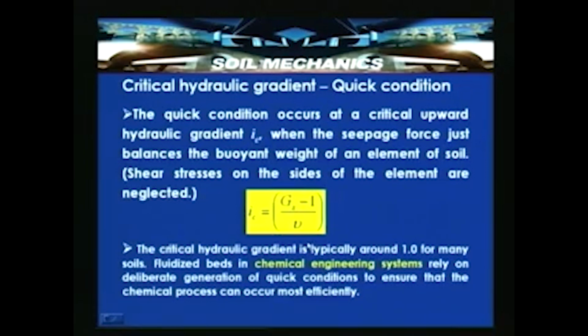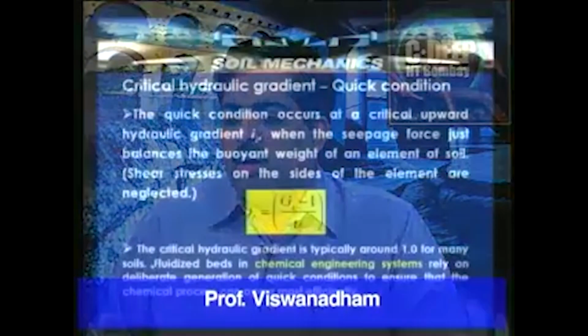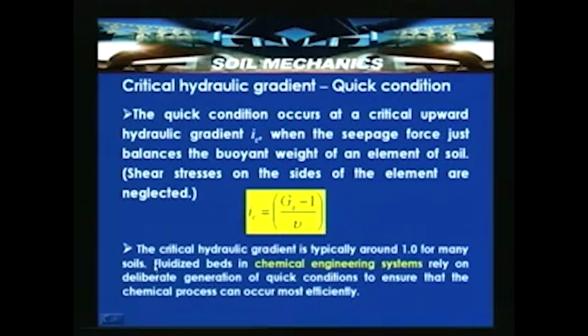When 1 plus e is termed as the specific volume, then we can write ic is equal to Gs minus 1 divided by the specific volume. So, the critical hydraulic gradient is typically around 1 for many soils. That is what we have discussed: the critical hydraulic gradient is equal to 1 for most soils. This condition, apart from affecting the stability of geotechnical structures, is also used effectively in other disciplines like chemical engineering.